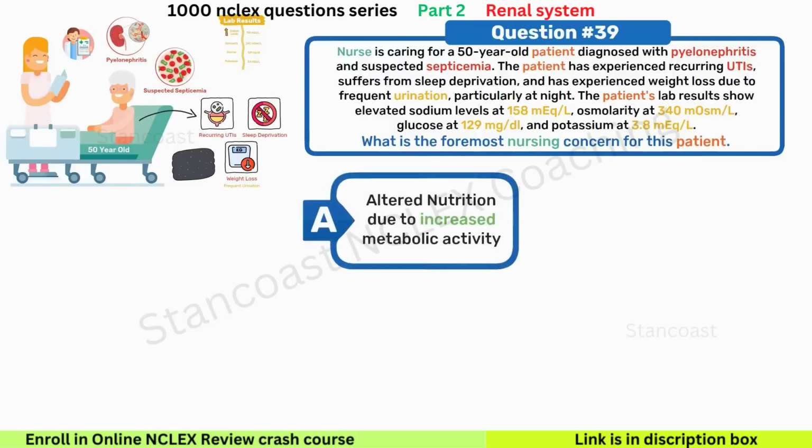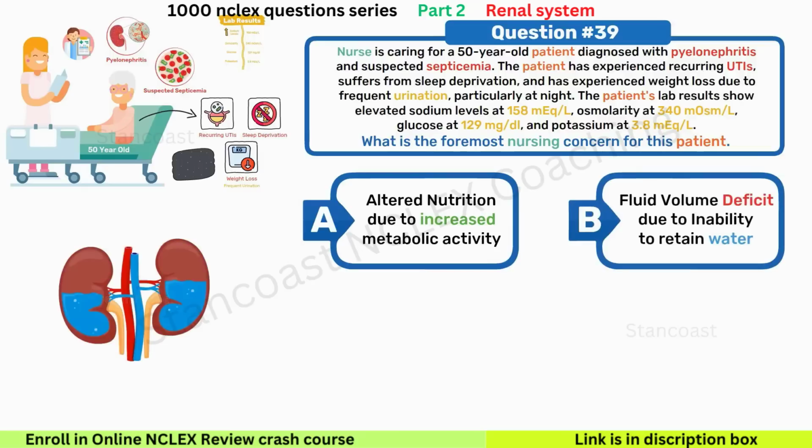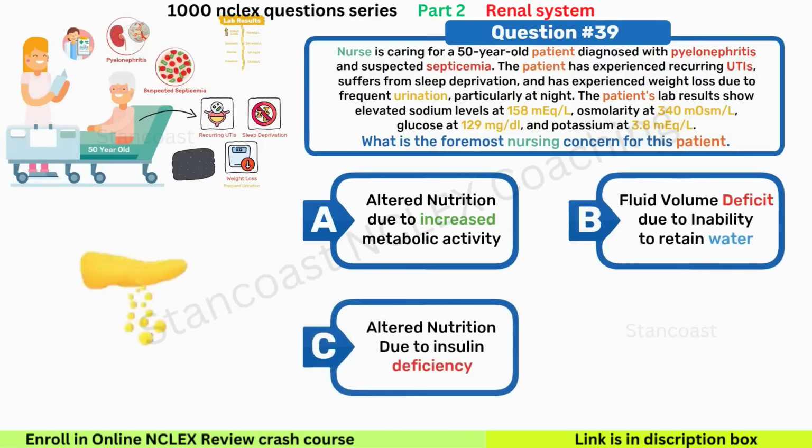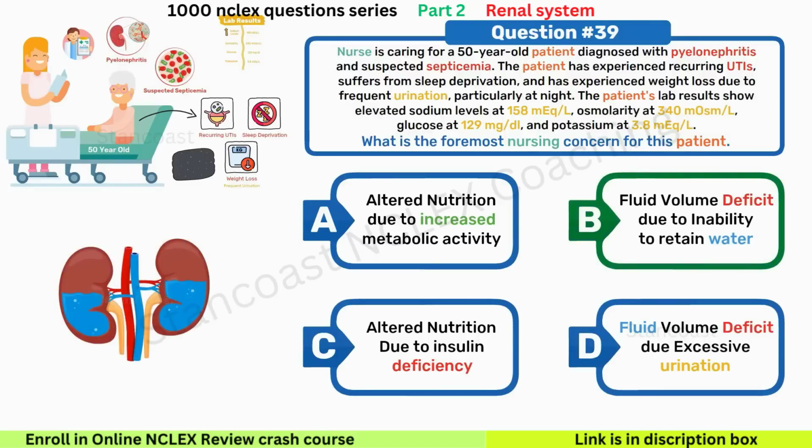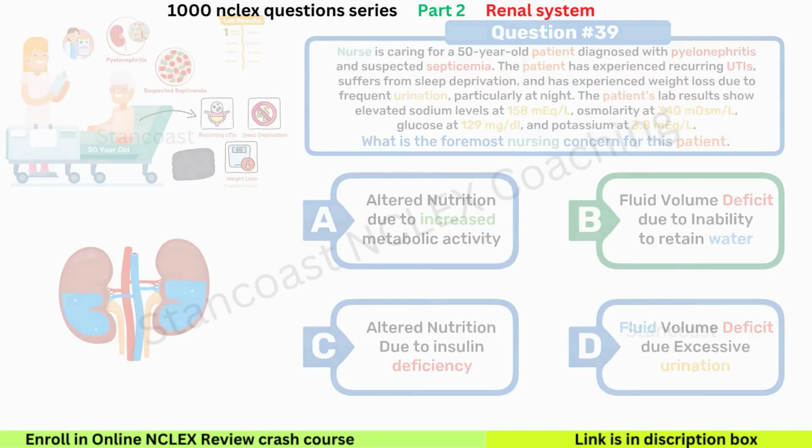A. Altered nutrition due to increased metabolic activity. B. Fluid volume deficit due to inability to retain water. C. Altered nutrition due to insulin deficiency. D. Fluid volume deficit due to excessive urination. The correct answer is option B. Fluid volume deficit related to the body's inability to retain water.